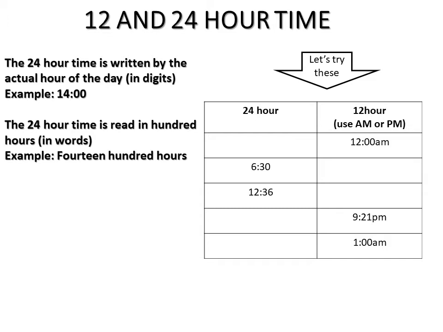Now the example given is 14:00. If we were to write it in words, we'll write it as 1400 hours. You know, 100 has 2 zeros, right? And we call it 100. This is 14 and it has 2 zeros, so we call it 1400 hours. That's how we write it in words.